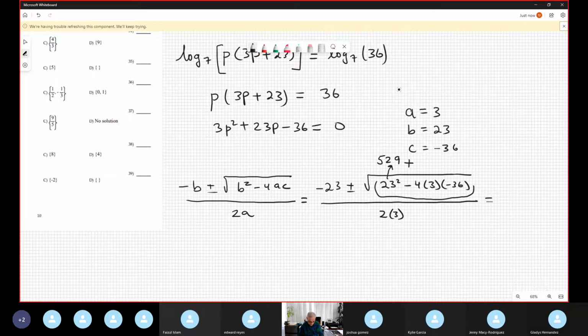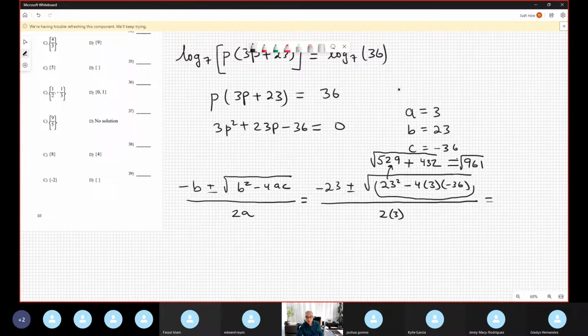12 times 36 is 432. And together plus 529 is 961. And now you find the square root. Remember, the thing we are doing is the expression inside the square root. Now I need to find the square root.